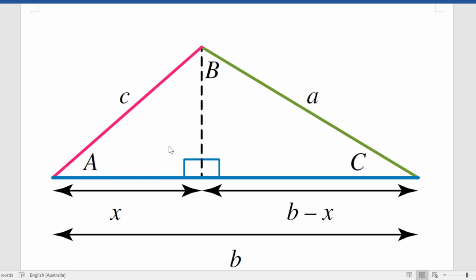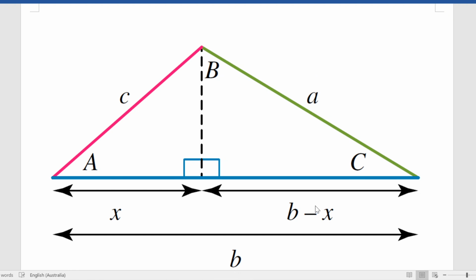So we're going to label this first line as x, and this second line, which goes across here, I'll use a highlighter this time, yellow. That's your b minus x, and this is just your x value. X is just a placeholder that we're using. And obviously the whole distance is just b.